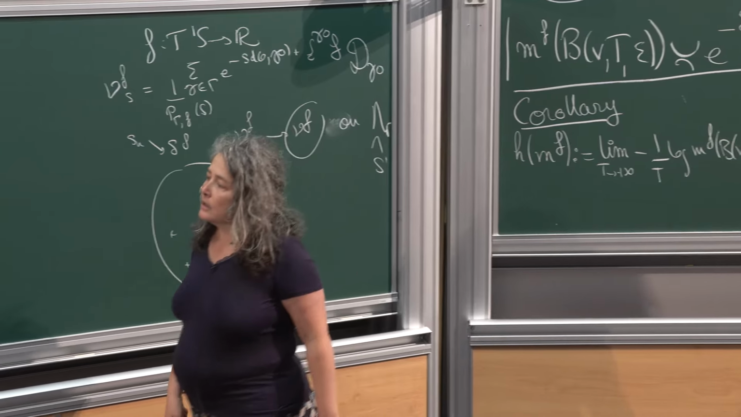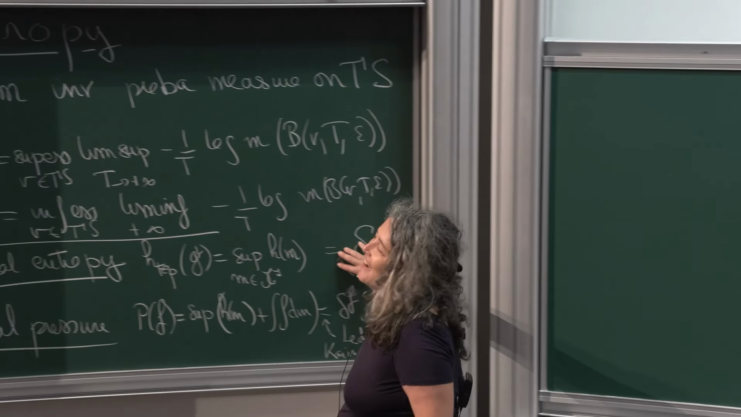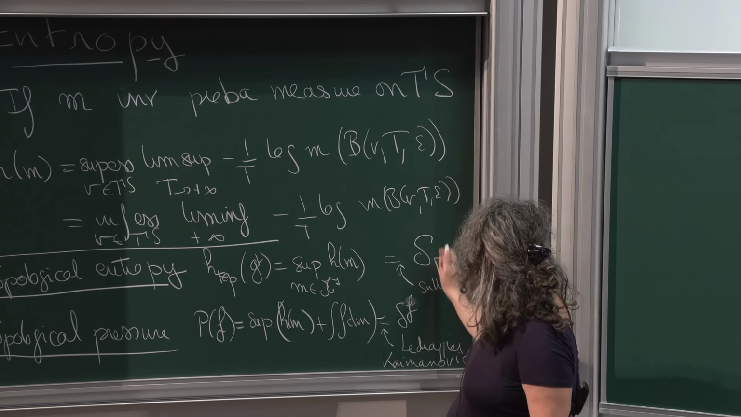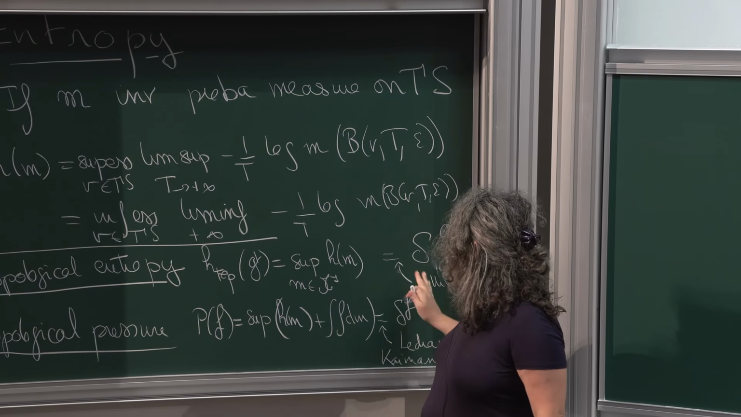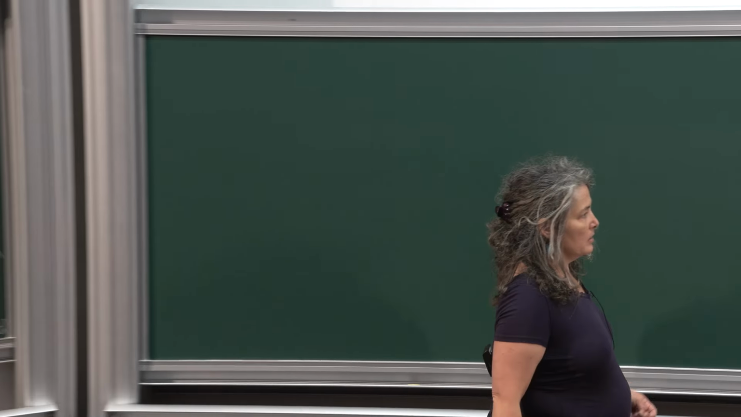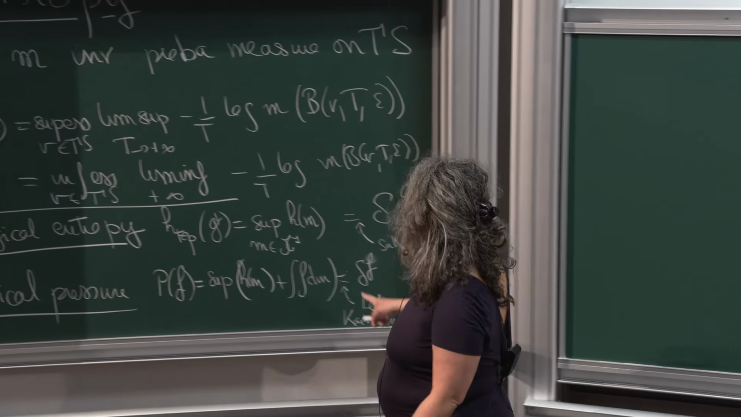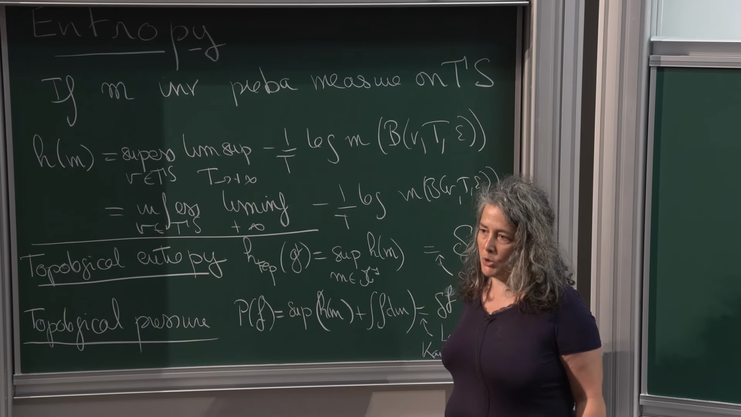Yes? What was delta gamma? I didn't define it. Delta 0 is the critical exponent when F equals 0. Okay. And what do you take the supremum over? The invariant probability measures, the set of all invariant probability measures.